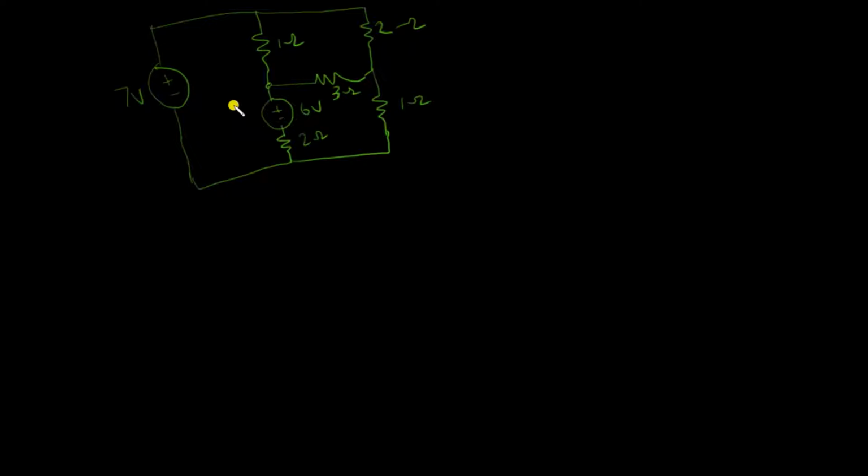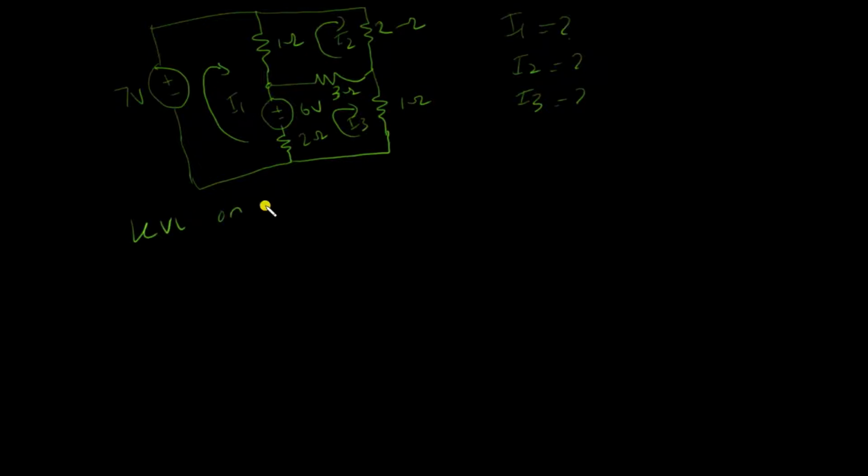There is this one mesh. I'll just mark it now. There is this one mesh. There is this second mesh, and there is this third mesh. So these are the three loops in the circuit. So I'll just use the same concept, and I'll start off by identifying the unknowns. There's the first current, the second current, and the third current.